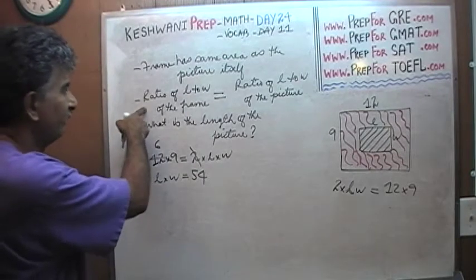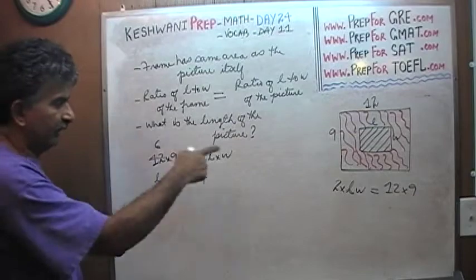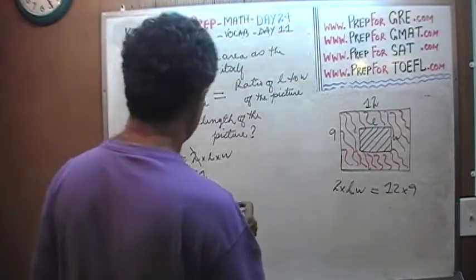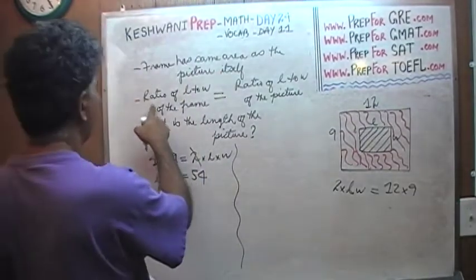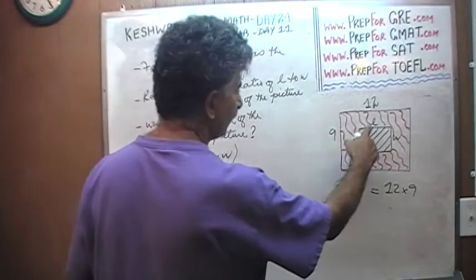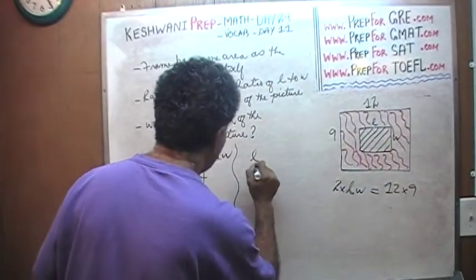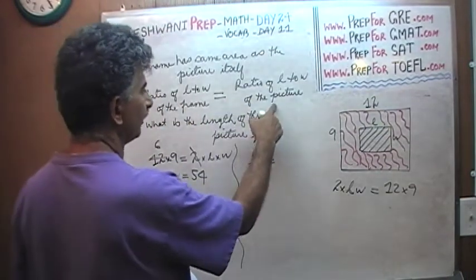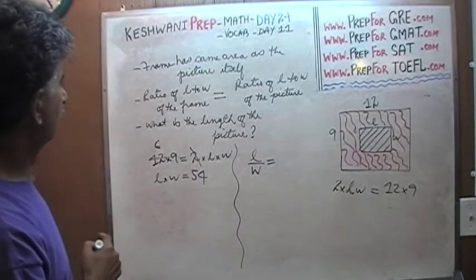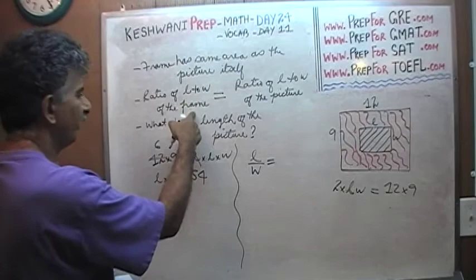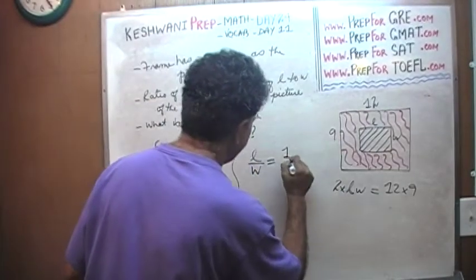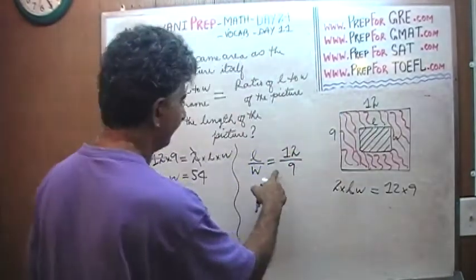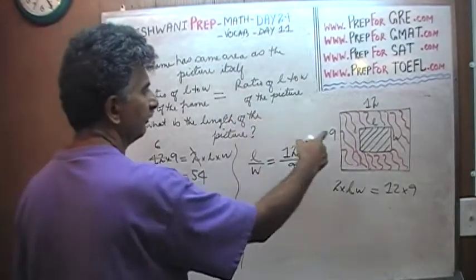There's our first sentence. Let's use the second sentence. Let's translate the second sentence from English to mathematics. Once we have our two sentences, the rest is downhill. So let's do it here. Now we'll work on the second sentence. The ratio of length to width of the frame. Well, the ratio of length to width of the frame is L to W. We are told that this ratio is the same as the ratio of the picture. The frame has the ratio of 12:9. That ratio is the same as the ratio of the picture, which is L/W.